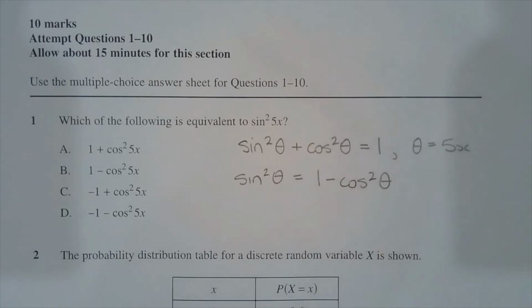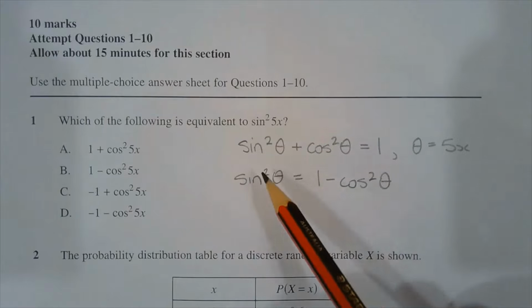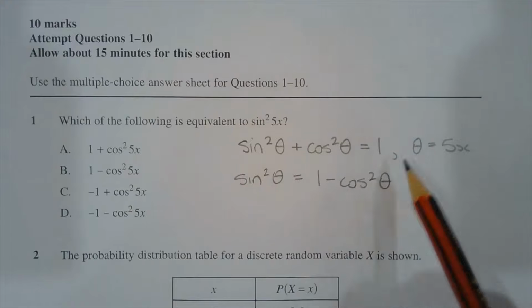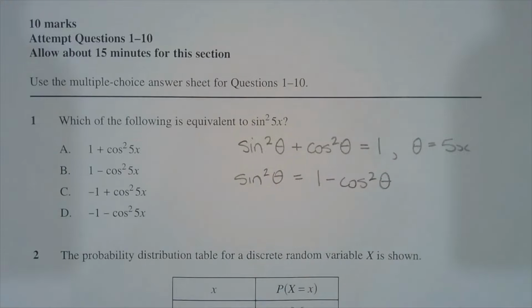Sine squared 5x can be expressed in terms of cos squared 5x using the Pythagorean identity sine squared theta plus cos squared theta equals 1, where theta is equal to 5x. Rearranging the identity to make sine squared theta the subject, we have sine squared theta is equal to 1 minus cos squared theta. Therefore, the answer is option B.